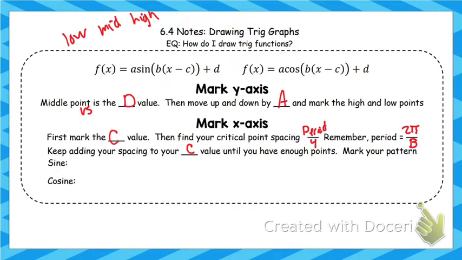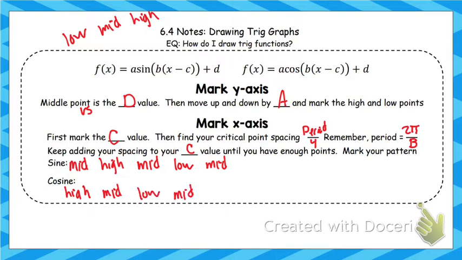Once we have all of our axes marked, we're just going to draw the dots that follow the pattern of our graph. So sine starts in the middle. After the middle, it goes up, and then it's a wave. After it's at the high point, then it comes back to the middle, then it goes to the lowest point, and then it comes back to the middle. Cosine, on the other hand, starts at the top, so it starts with the highest point. Then it goes down to the middle, down to the bottom, back up to the middle, and then up to the top.